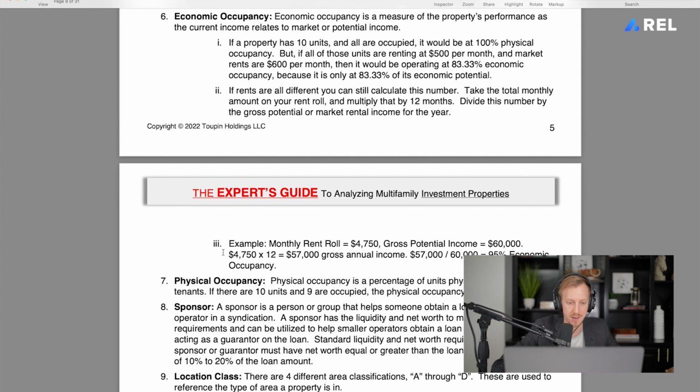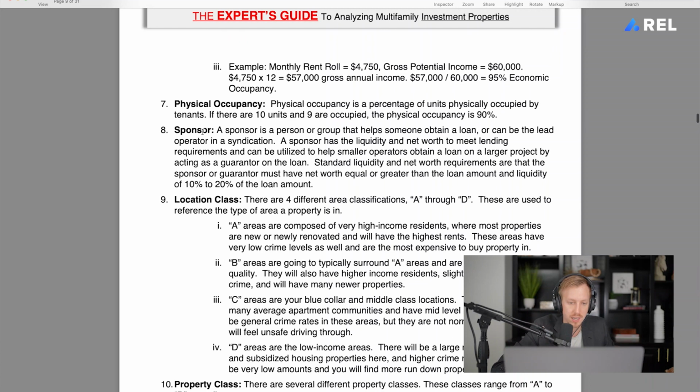That's economic occupancy. Physical occupancy is how many units are leased to the total number of units. What percentage of units are actually leased? So that's the next one here.